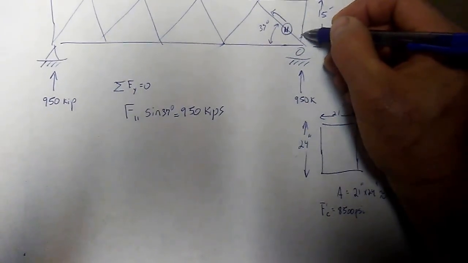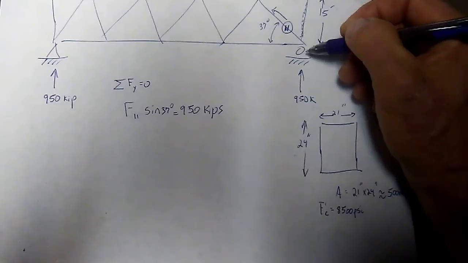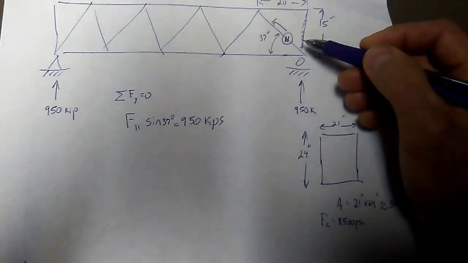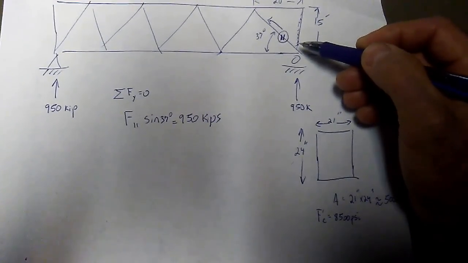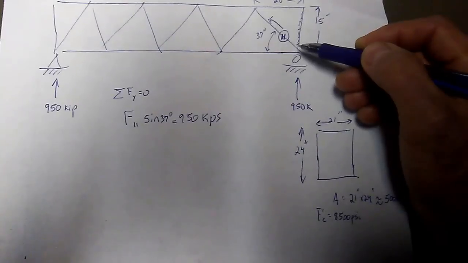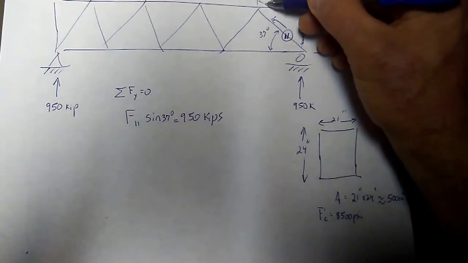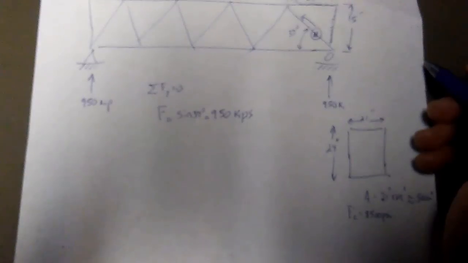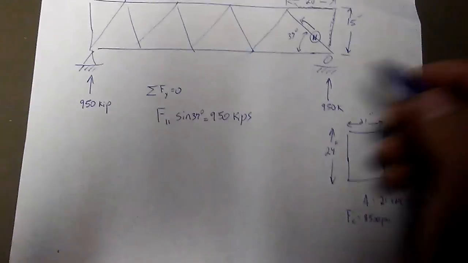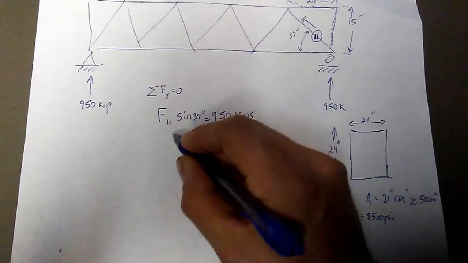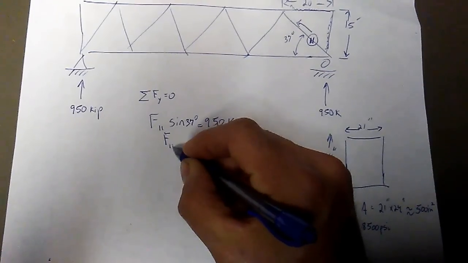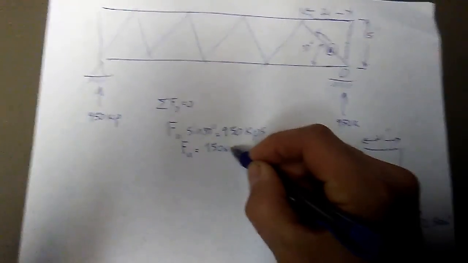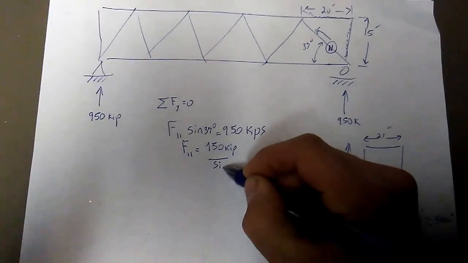This member right here is really not contributing to resisting the reaction, and so we don't consider it as a member in the truss. Really, it's not part of the truss. This and this top horizontal canopy member are really not contributing to the truss system. All right, so going back to this equation, the force in member 11 is 950 kips over sine 37.